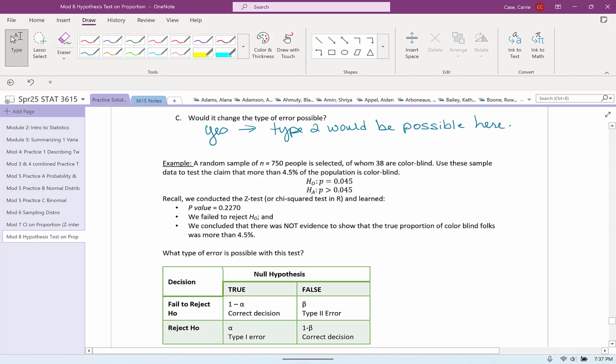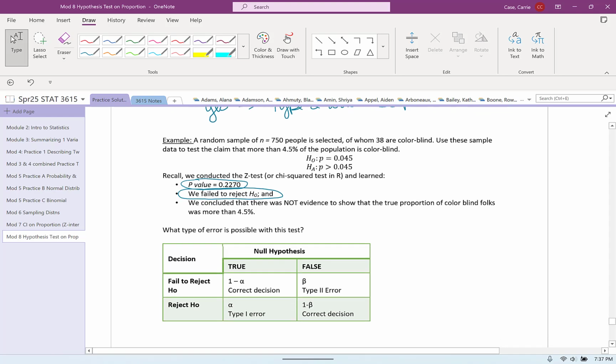All right, and then we did the next example, which was the colorblind example. We had a sample of 750 people, 38 were colorblind. We were testing to see if the proportion was more than 4.5%. We did the test. We found a p-value of 0.2270. We failed to reject the null, and we concluded that there was not evidence that the proportion was more than 4.5%.